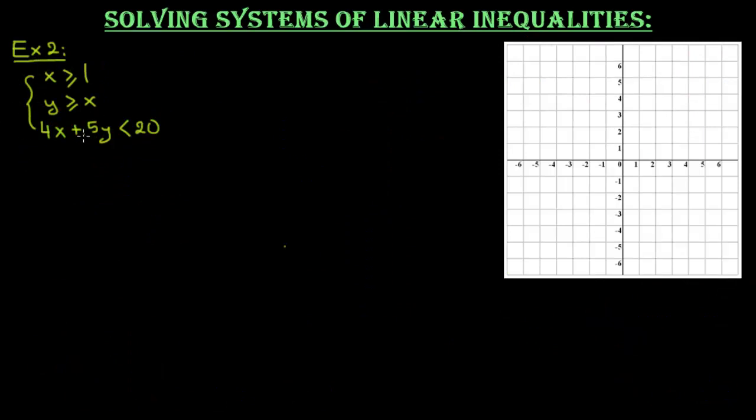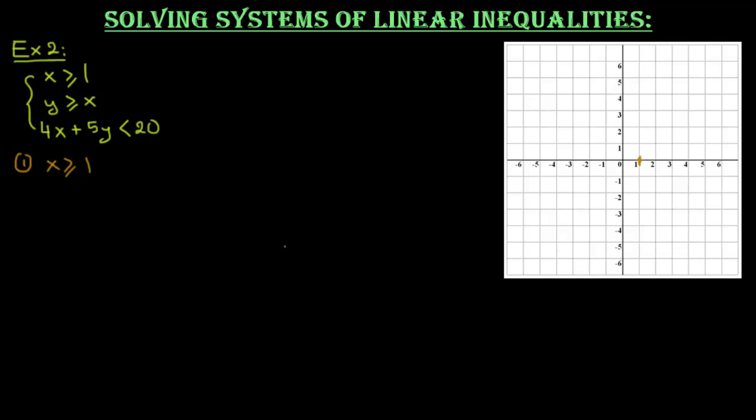So we have example 2 with 3 inequalities. x greater than or equal to 1, y greater than or equal to x, and 4x plus 5y less than 20. So let's graph the first one, x greater than or equal to 1. This one is quite straightforward. x equals 1 is right here. So the line goes through this point and doesn't cross the y-axis; it is a vertical line.